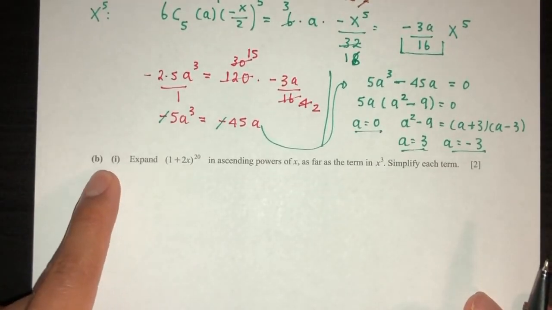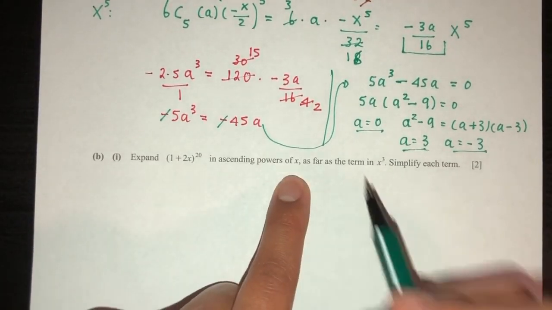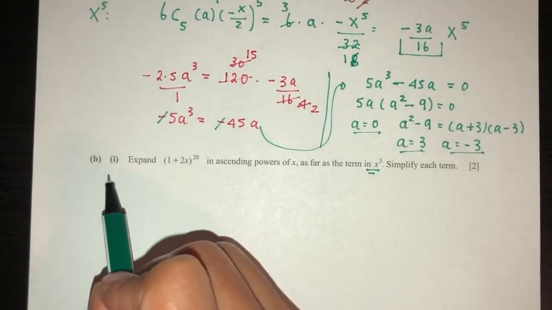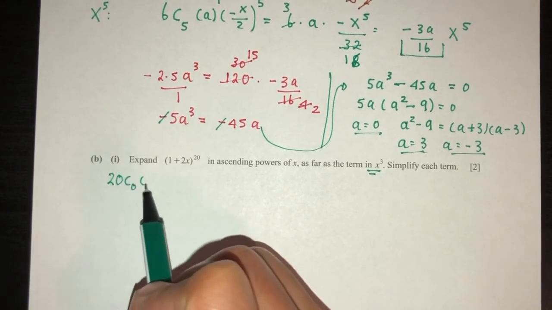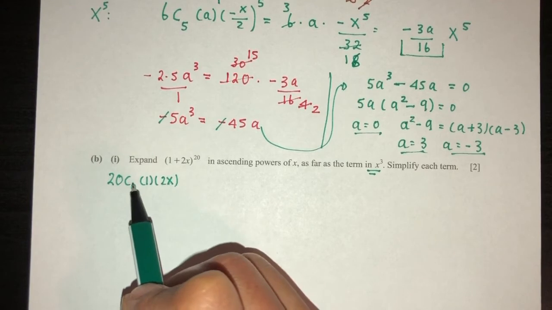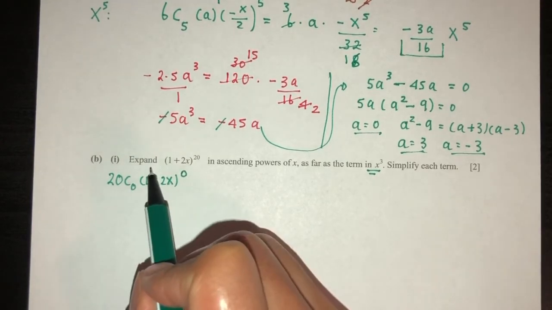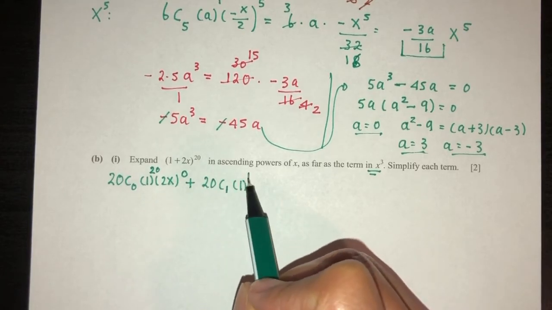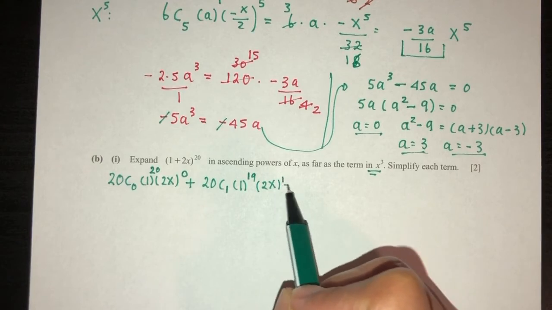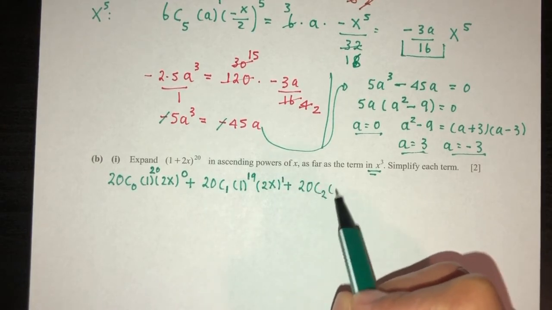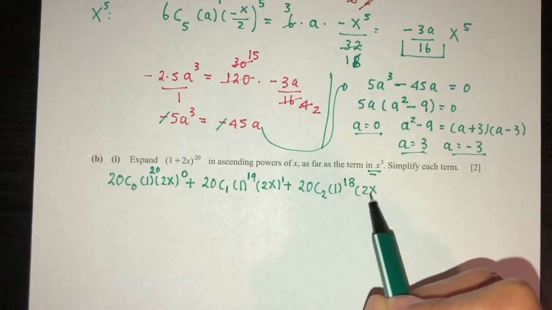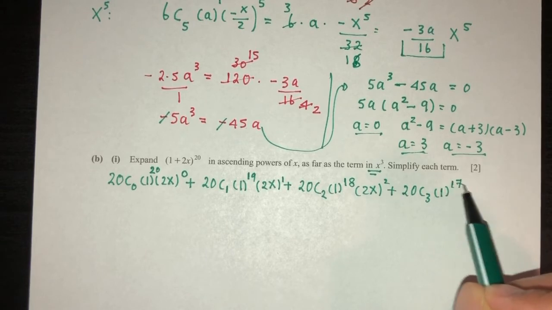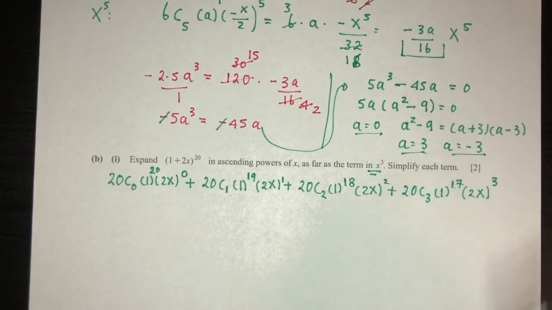Now part B, expand this in ascending powers of x as far as this term. So we have to stop at x power 3. So let's do that. So first term will be 20, choose 0, first term. Second term, if this is 0, this has to be 0 as well, and this will be 20. Plus 20, choose 1, that will be 19, 2x, 1. 20, choose 2, that'll be 18, that'll be 2x, 2. And finally, 20, choose 3, that'll be 17, and 2x, that will be 3.